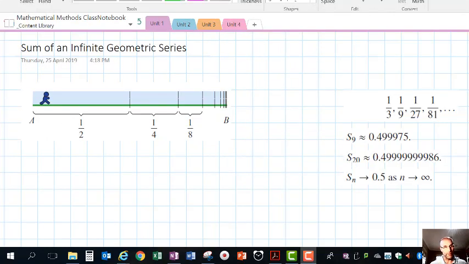The sum of an infinite geometric series, or infinite geometric progression. We've got a little case here where a guy is travelling and he's halving his step size, or jump size. Will he ever reach point B if he starts at point A? So if we have a certain unit, then we halve it each time.